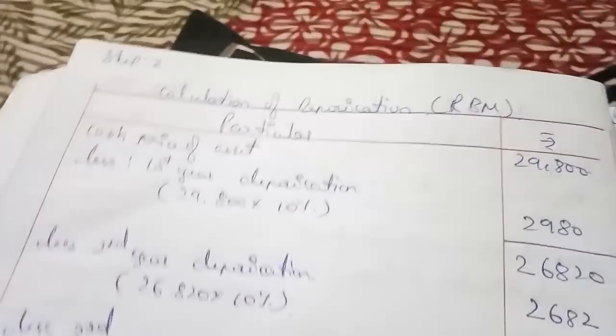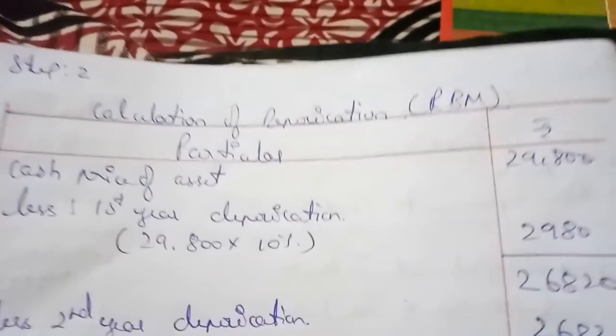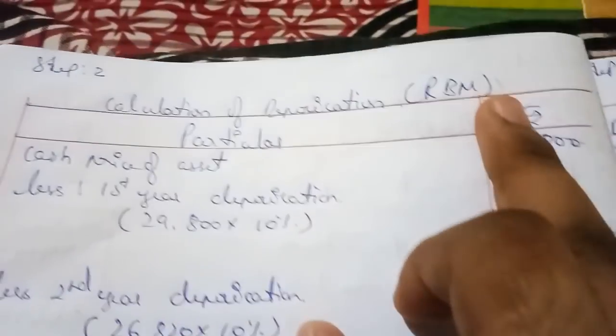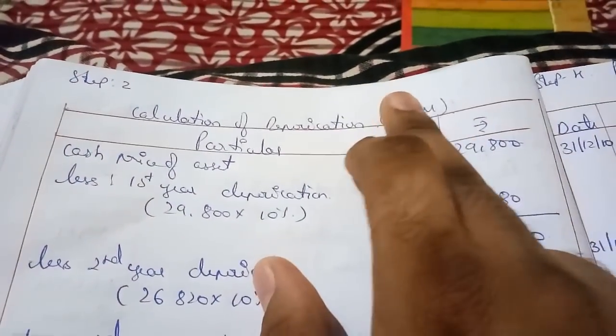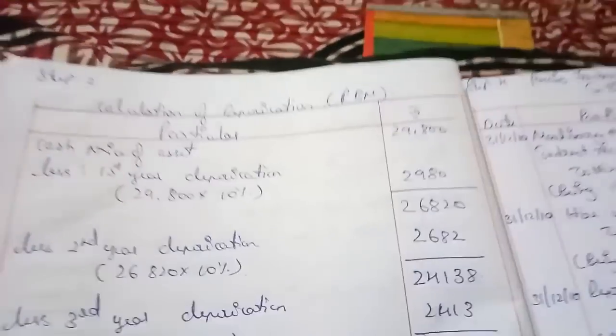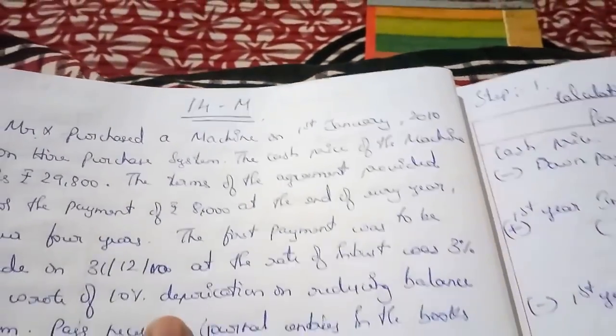So let's begin with the next, calculation of depreciation. Don't say this, calculation of depreciation. Here what they said is that we have to charge depreciation on the reducing balance method.